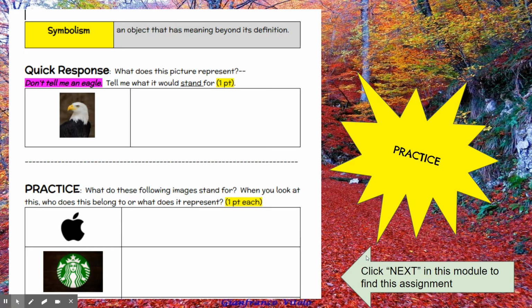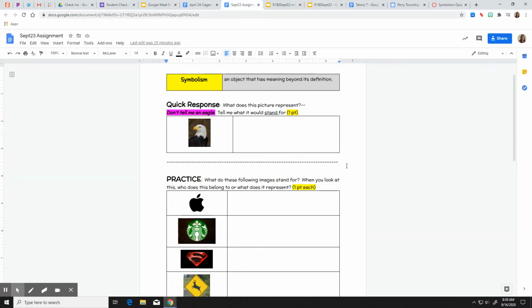So this is practice for you. If you click next in the module after going through this slideshow, it will come up and it's basically a bunch of pictures and it's asking you what does it represent. So I'm going to pull up the assignment and it would look like this. And this first quick response is, what does this picture represent? And I don't want you to type in here, it's an eagle.